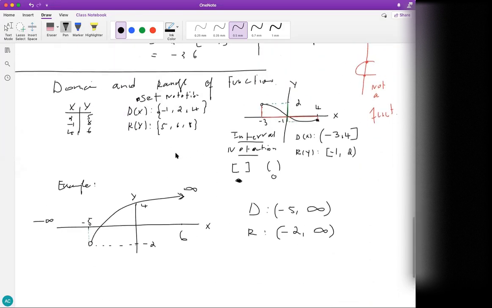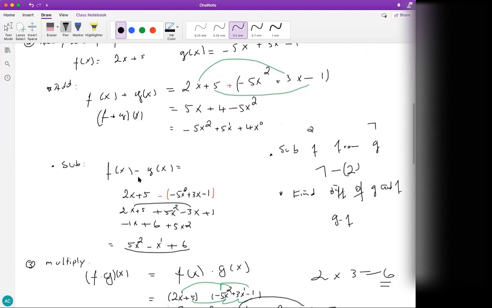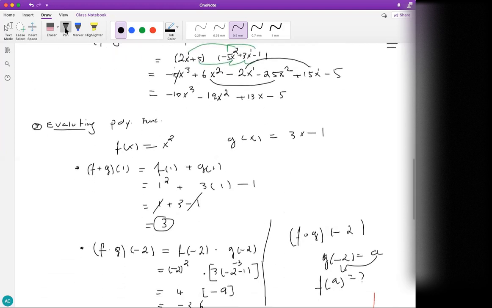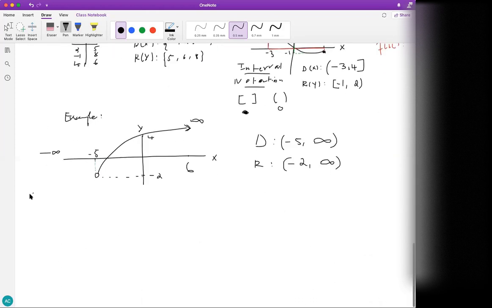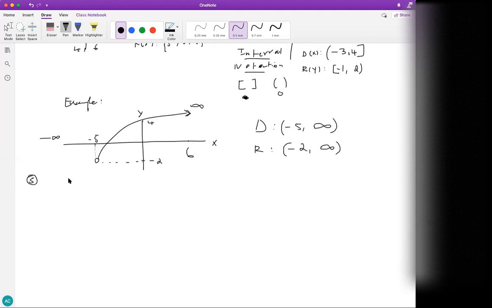Okay, so if you have no questions, let me talk about one more thing. So this was supposed to be 4 here. Now let's do number 5. Another important thing: domain and range of some different functions, not just polynomial functions.